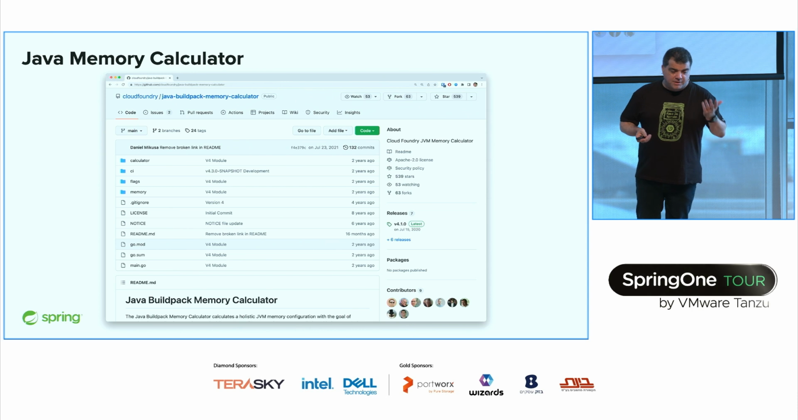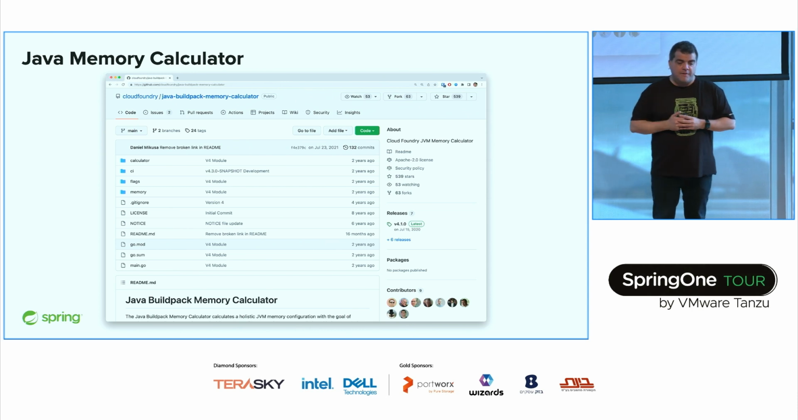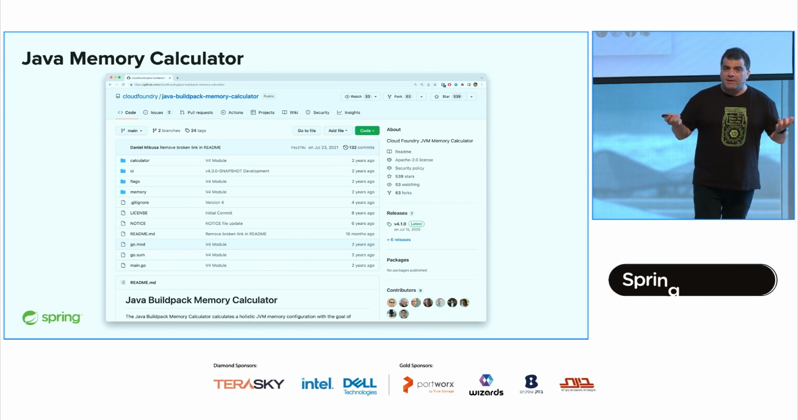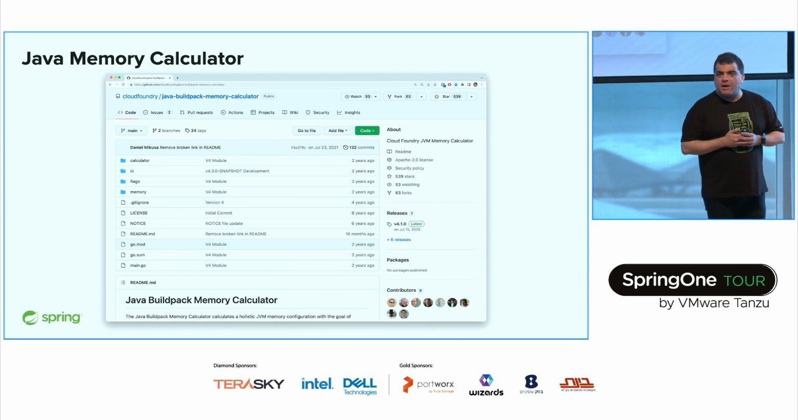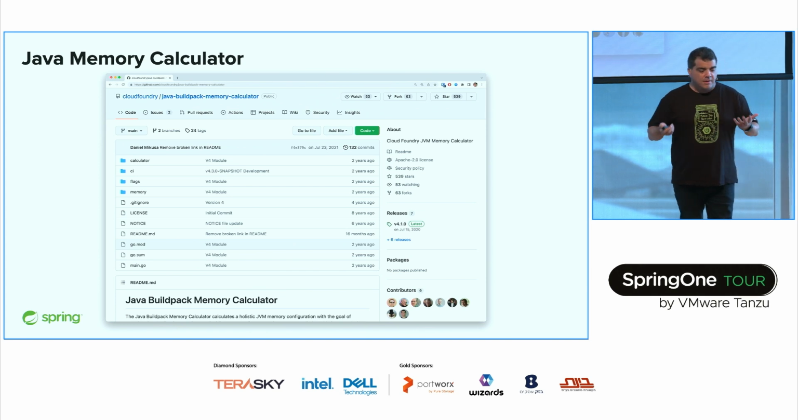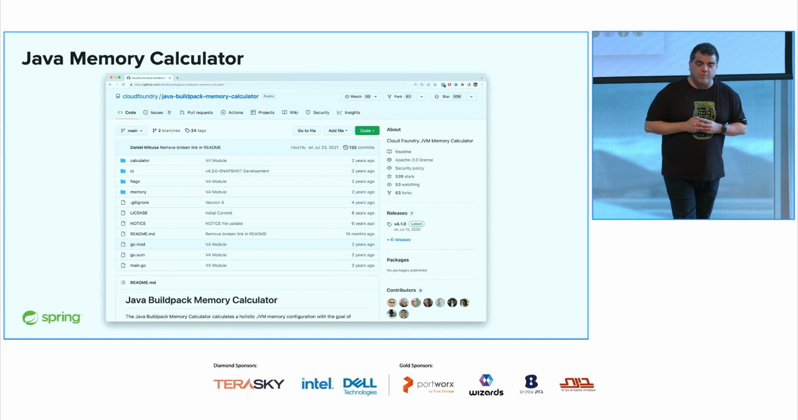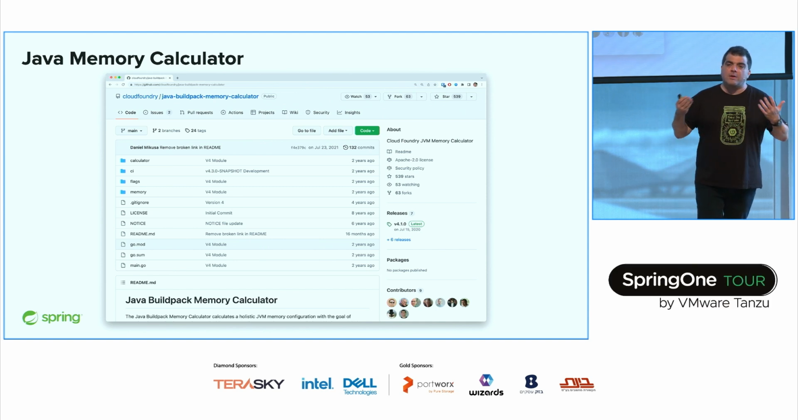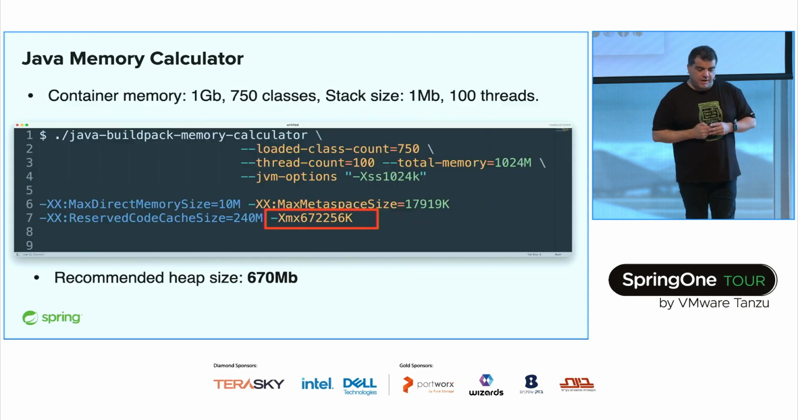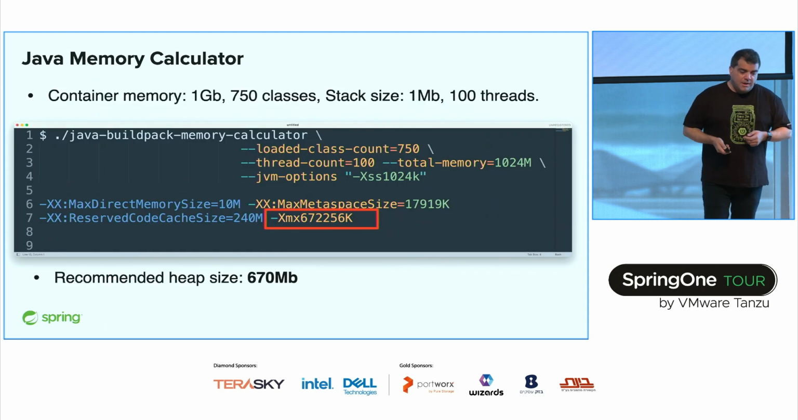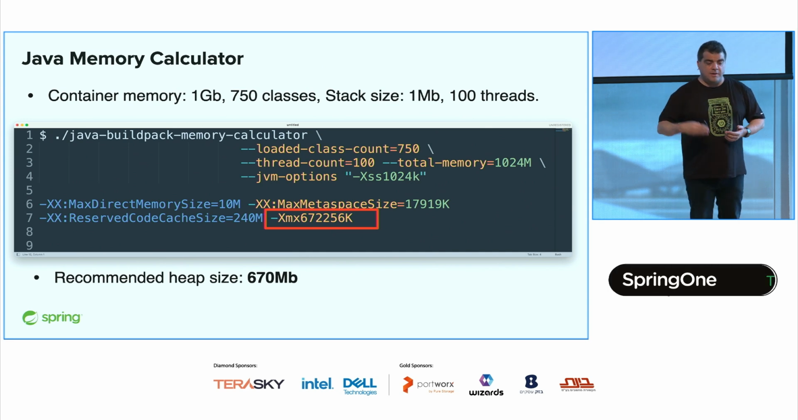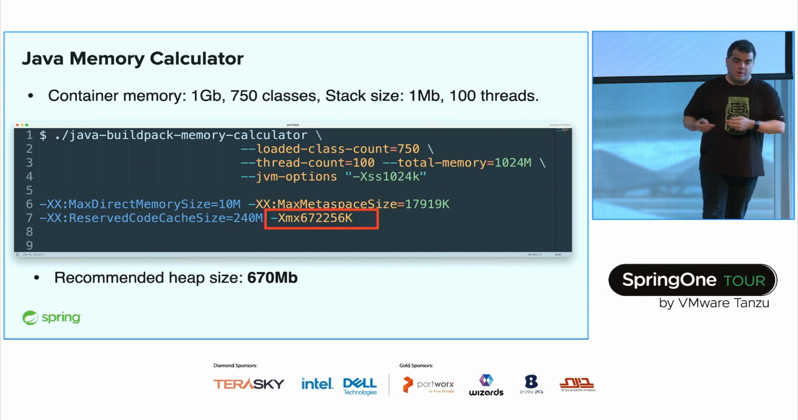Luckily, at Pivotal, we created this very nice tool called the Java Memory Calculator, which is basically a simple script that takes this guesswork out of the picture and has a very advanced algorithm based on years of production experience. We can use it to determine the recommended starting point for our application. So for example, here, I provide to the binary the things that I know, and it outputs the things that it recommends as a result.